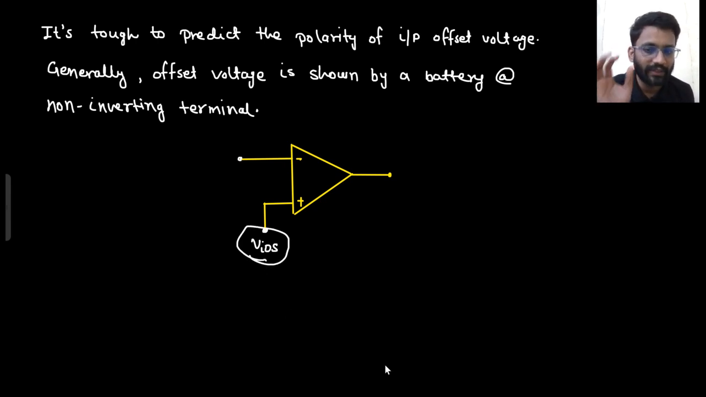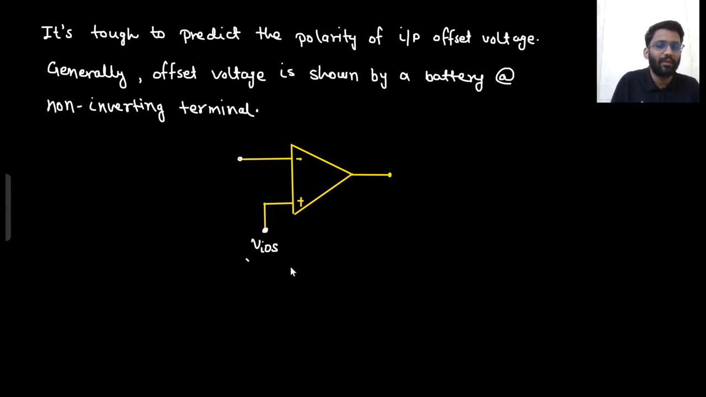Now this offset voltage can be plus 5 millivolt, it can be minus 5 millivolt, it can be plus 1 millivolt, it can be minus 1 millivolt. So this is how it is shown. At the negative terminal, I will not apply anything. At the positive terminal only, I will apply the offset voltage. It can be plus 5 or it can be minus 5 as well. So remember it, the offset voltage can be both positive and negative.